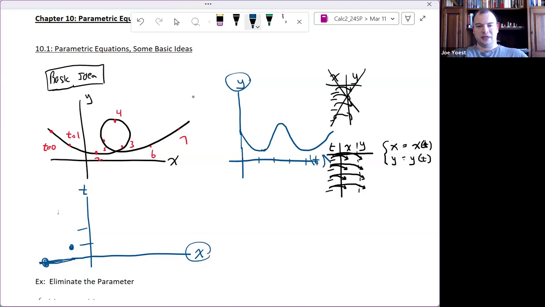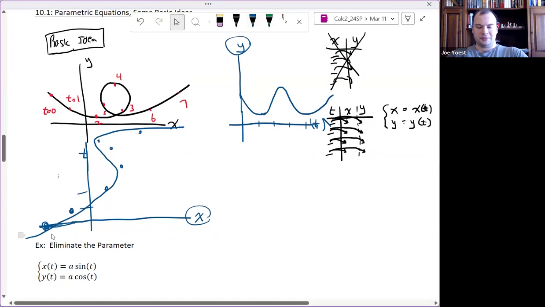When t is 2, x moves to the right a little more. When t is 3, x moves to the right a bit more still. When t is 4, x moves to the left. At 5, it moves a little further to the left. At 6 further to the right, 7 to the right. So it's going something like that.